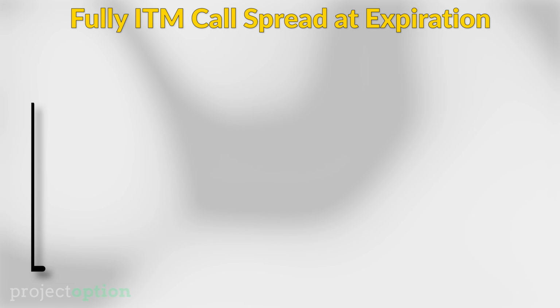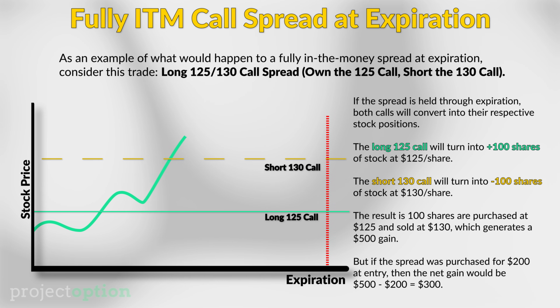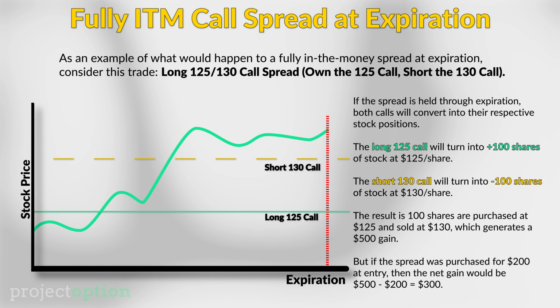So for example, if I have a 125, 130 call spread that I've purchased and the stock price is at 135 at expiration, and I hold the spread through expiration, the long 125 call that I own will automatically get exercised, and I will buy 100 shares of stock at $125 per share. But the 130 call that I am short will also automatically be exercised, and since I'm short that option, that means I will be assigned on the short 130 call. And that means I will sell 100 shares of stock at $130 per share.